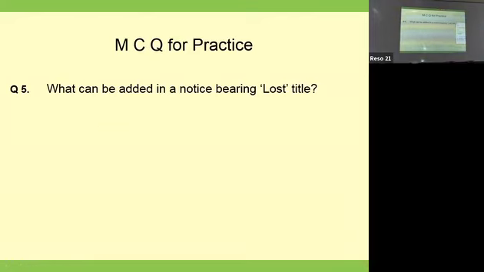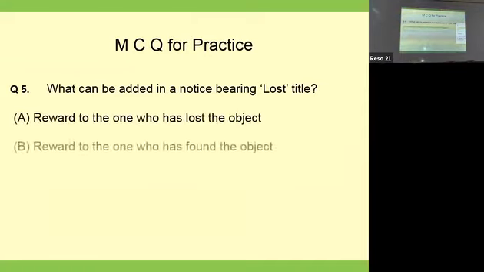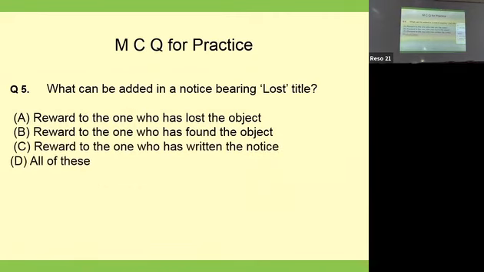Because notice is also there for lost. If you lost something, particularly a wristwatch or something, you can put up the notice. So for that, there is a reward to the one who has lost the object, reward to the one who has found the object, or reward to the one who has returned it. It will be a reward to the one who has found the object. So what will be the answer? B. Yes, Sarthak. Correct answer, it is B.